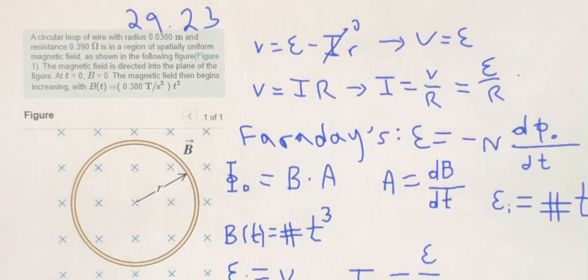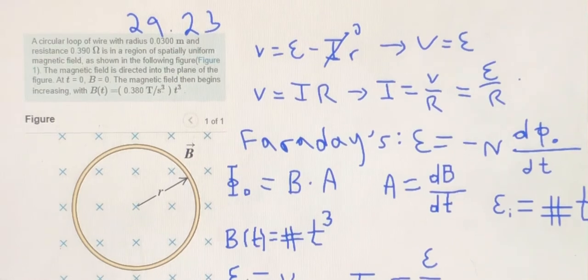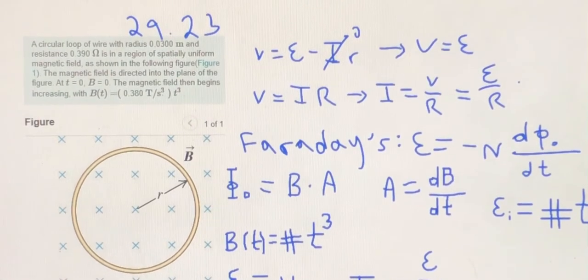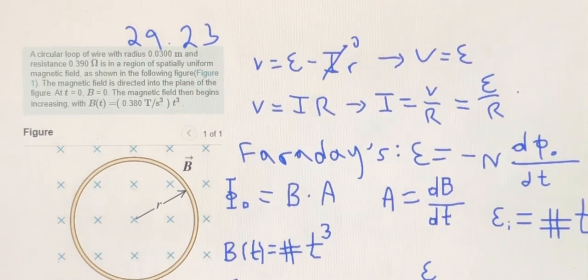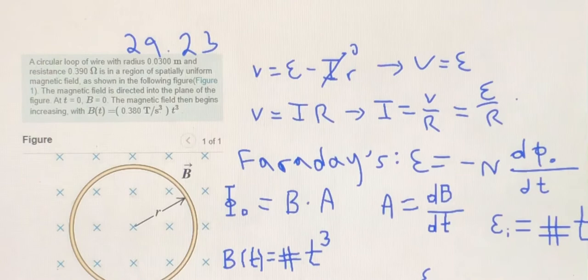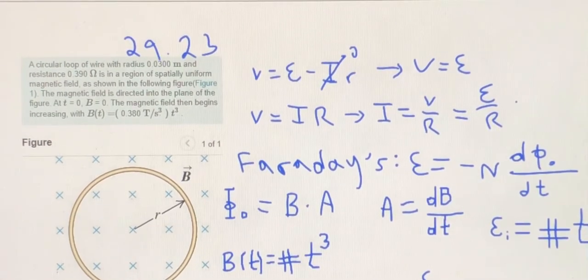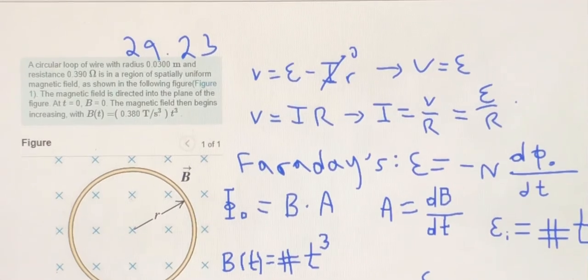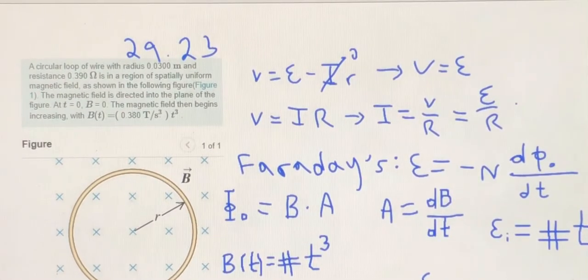For problem 2923, we have a circular loop wire with a radius of 0.03 meters and a resistance of 0.39 ohms. At time equals 0, the magnetic field equals 0. The question is asking, what is the current in the loop magnitude at the instant when the magnetic field equals 1.01 Tesla?